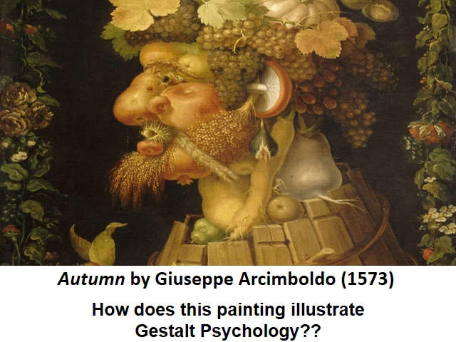Now, this is Autumn by Giuseppe Arcimboldo. How does this painting illustrate Gestalt psychology? If you just take a faraway look, it's a picture of a man. But when you look closer, it's fruit. It's fruits, it's vegetables, it's other little things here that make up a man, but it's individual parts.